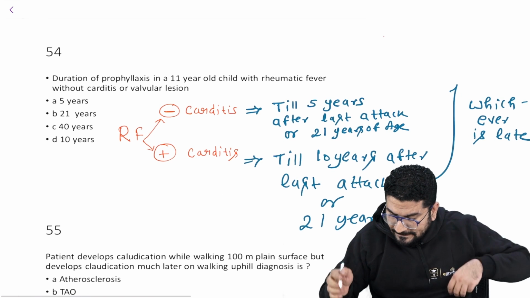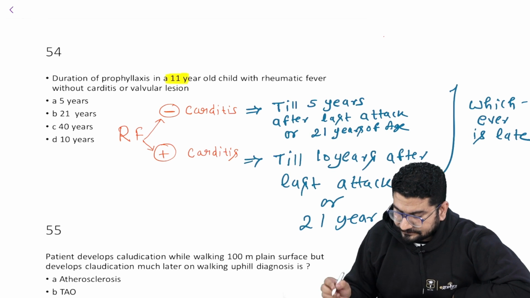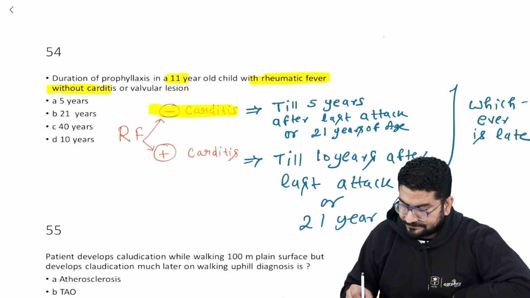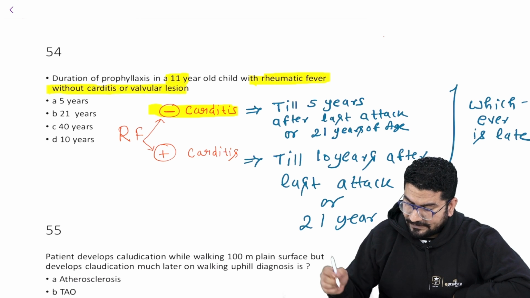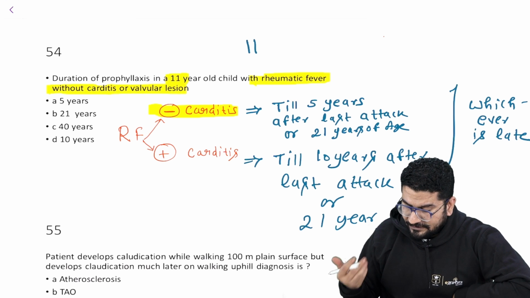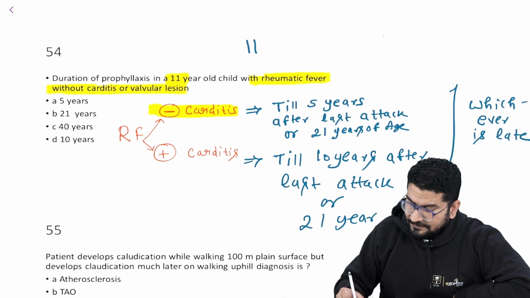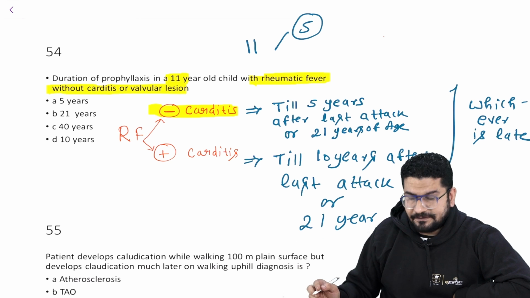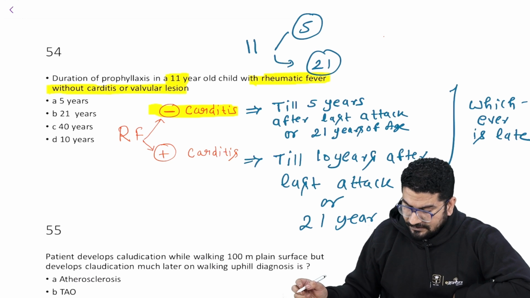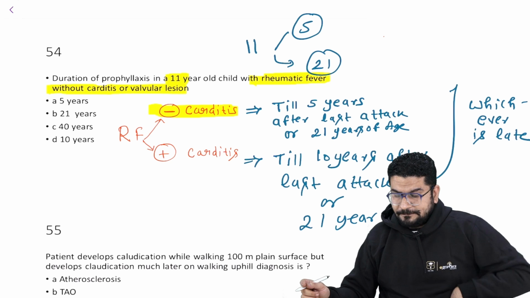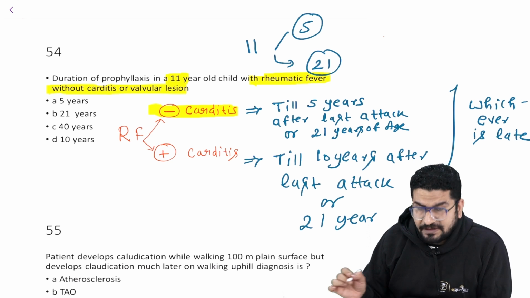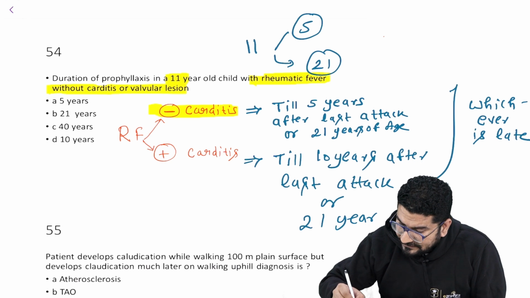So let's see the question. This is an 11-year-old boy with rheumatic fever but no carditis. So for how long can you give prophylaxis? If I see this question, the age is 11 years, and we do not know when the last attack was. So we should give this either 5 years after the last attack, or till the patient reaches 21 years of age, right? If they ask for how long you will give prophylaxis, the answer is not 21 years, it is until the patient reaches 21 years of age, clear?